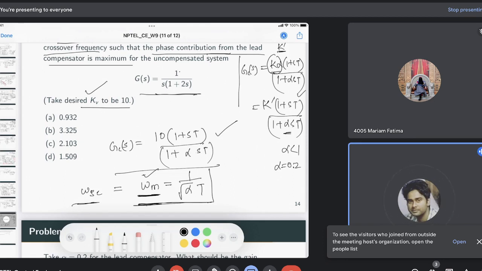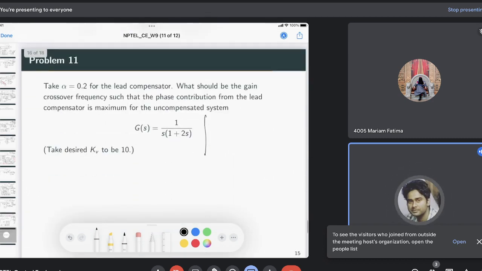Okay, but we see that we cannot choose it directly because we are given alpha but we are not given T. So we have to find T also to find this gain crossover frequency. But we will see that we will not need T. So how? First we will see, at this frequency omega m at which this lead compensator is providing the maximum phase angle, what is the gain of this compensator? So we'll first compute that term.